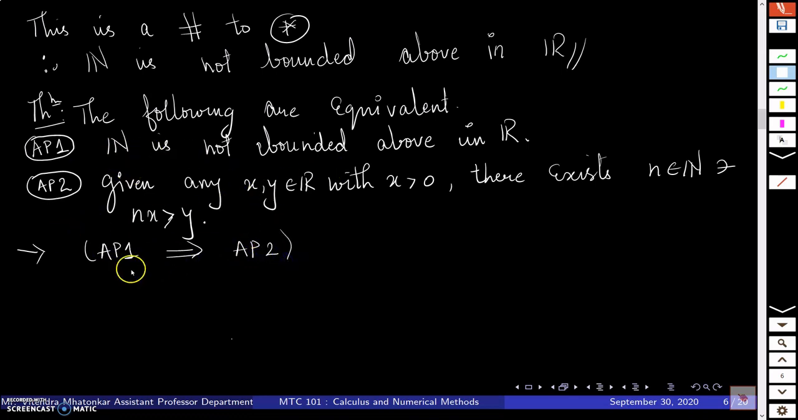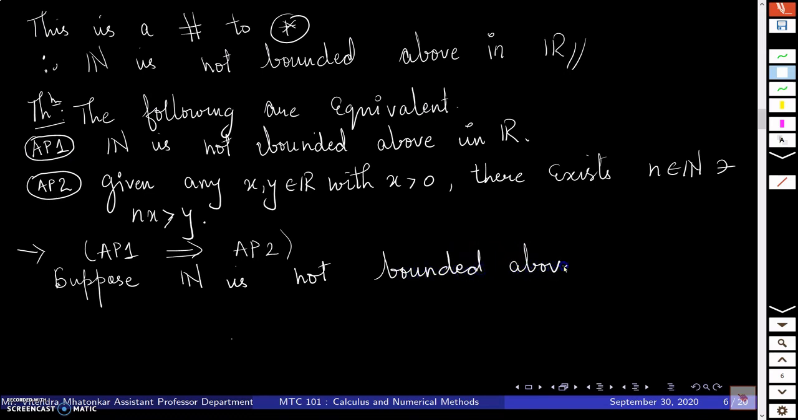Let's assume that N is not bounded above in R. And what we need to prove is that given any real numbers x and y with x positive, there exists a natural number n such that nx is greater than y. We will assume that this is false, so this is a proof by contradiction again.